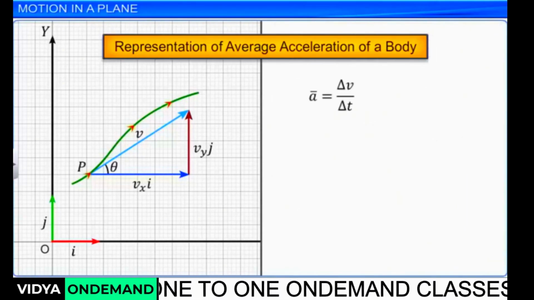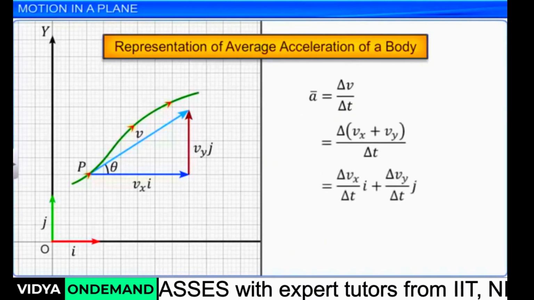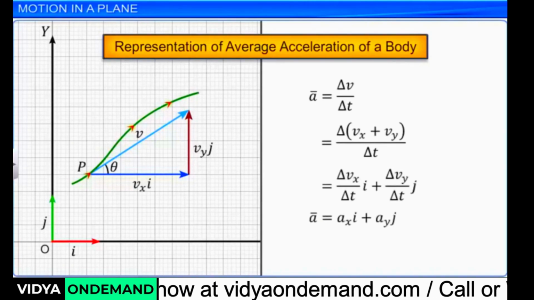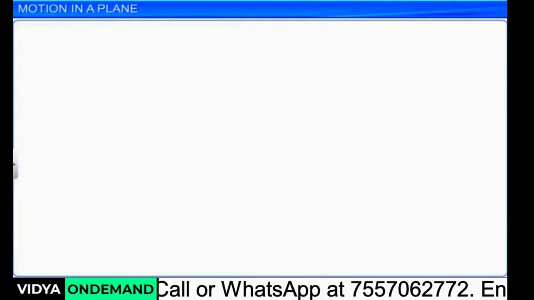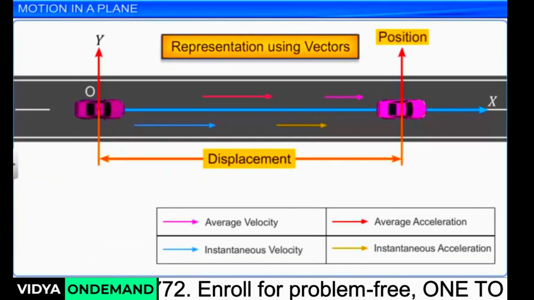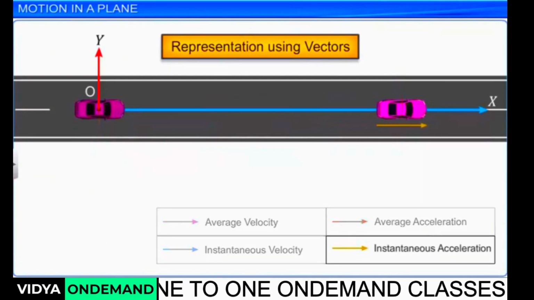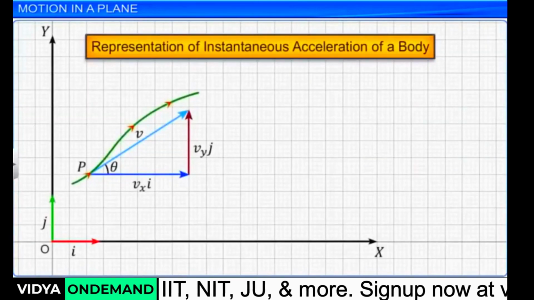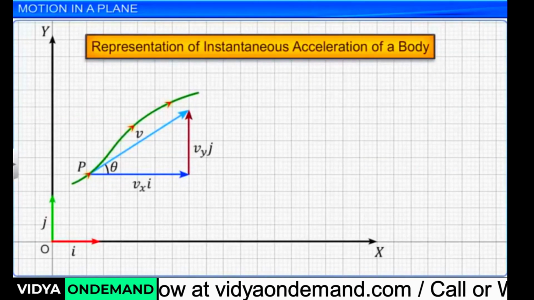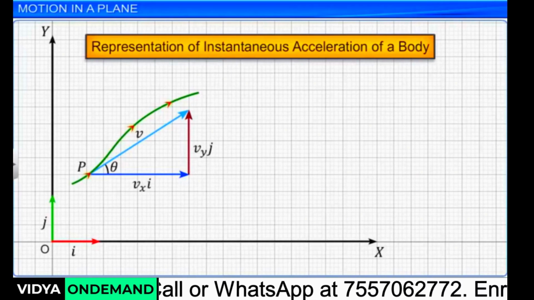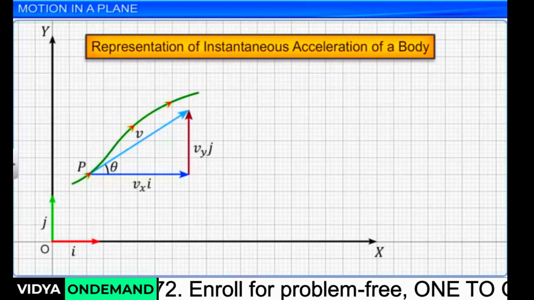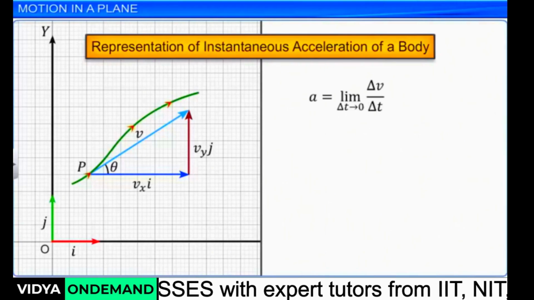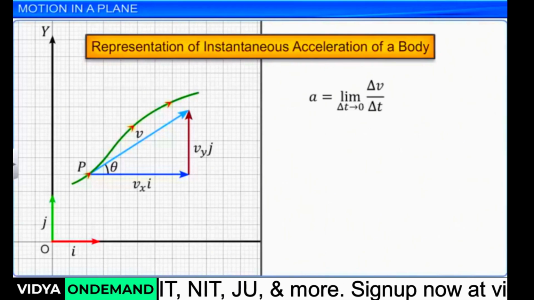Finally, let's discuss the representation of instantaneous acceleration of a body using vectors. Consider the body moving in the xy plane. The instantaneous acceleration or acceleration is the limiting value of the average acceleration as delta t approaches 0. On simplification and substitution, we get a = ax i + ay j. We can understand this limiting process by using graphs showing the motion of the body.